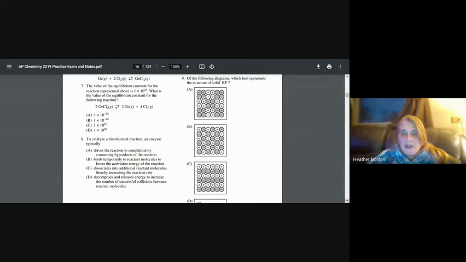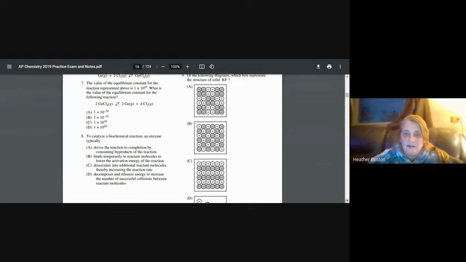Number 9, you're going to expect to see something like this. In crystal lattices, the particle pictures are going to have plus, minus, plus, minus, plus, minus. So the only one that's really the best representation of plus, minus is B.